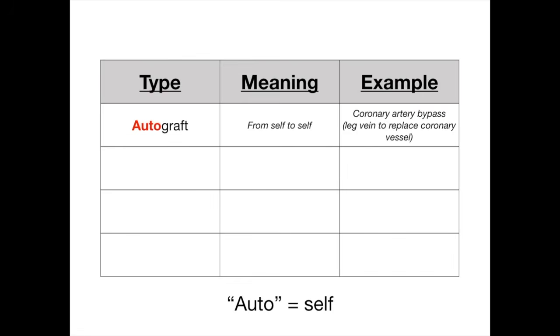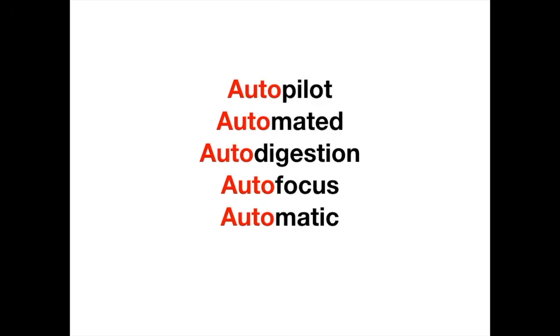And if you don't believe me that the prefix auto means self, look at this list of words. Autopilot means the plane is self-piloting. Automated means that it is an automatic or self-driving system. Autodigestion is that something is digesting itself, like pancreatic autodigestion, where the pancreas literally digests itself with its enzymes. Cameras that have autofocus self-focus. You don't need to do anything. Automatic, it happens automatically. I hate to define a word with its own word, but think about what this prefix means: self, happening within the same boundary. So that's what auto means.